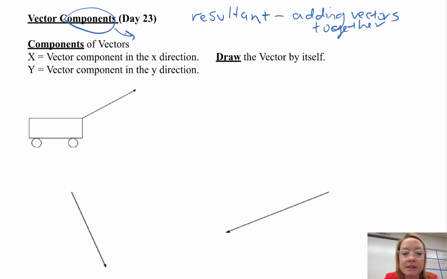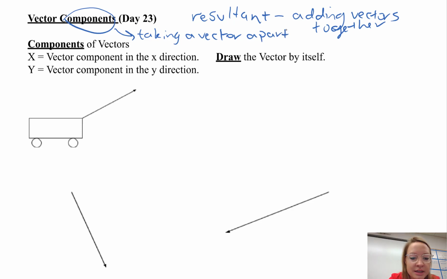And finding the components of a vector means taking a vector apart or splitting it into parts.